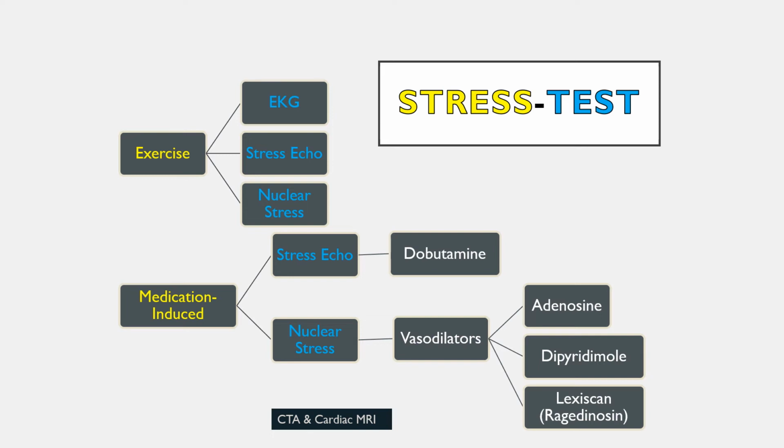Overall, nuclear stress tests and stress echoes have about the same specificity. However, sensitivity is a little lower with echoes. But nuclear stress tests also involve giving nuclear contrast, which sounds more scary than it really is, and are also more expensive. Finally, at large institutions, CTA and cardiac MRI are occasionally utilized. These are very sensitive and specific, but are not widely available and are very costly.